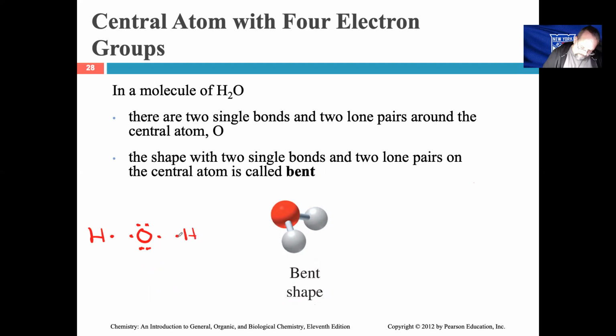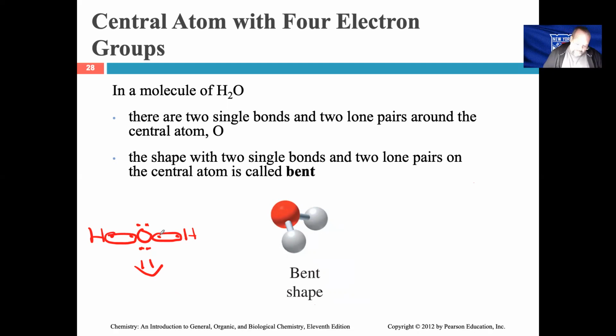Here's our oxygen. We know for oxygen, oxygen has 6 valence electrons. The goal is to get to 8. Each hydrogen has 1 valence electron. The goal is to get to 2. So in order for everything to be happy, each hydrogen is going to share its 1 electron with the oxygen, and the oxygen has valence electrons to respond in kind.